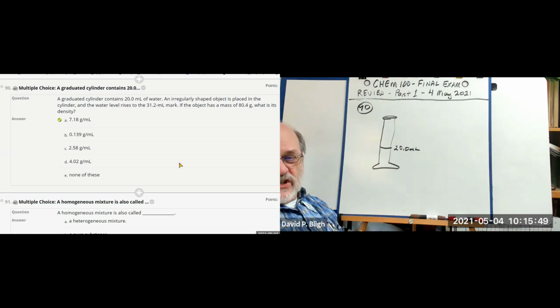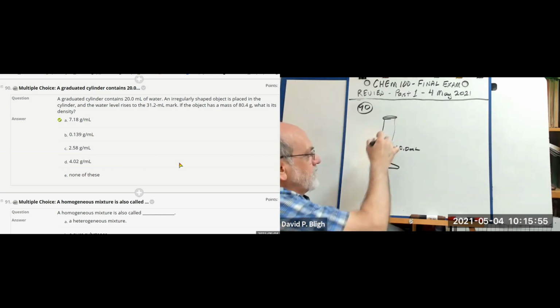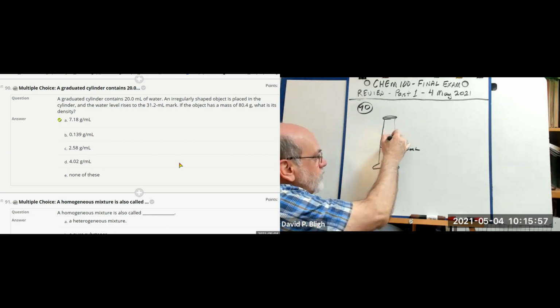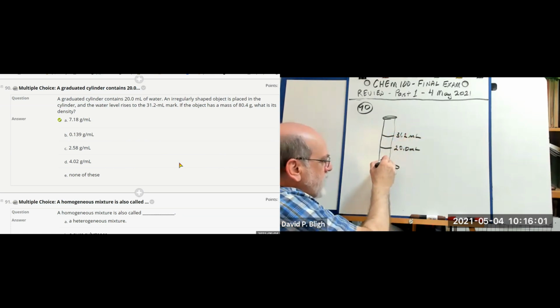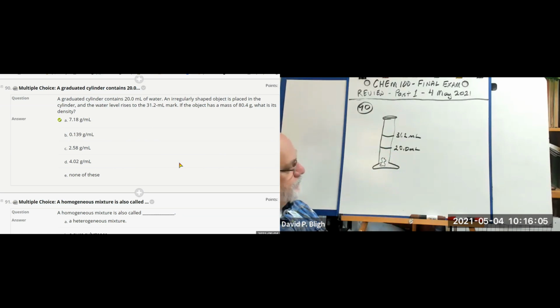An irregularly shaped object is placed in the cylinder and the water level rises to 31.2 milliliters. So it's going to go up to 31.2 with this object in the bottom. Okay? If the object has a mass of 80.4 grams, what's the density?